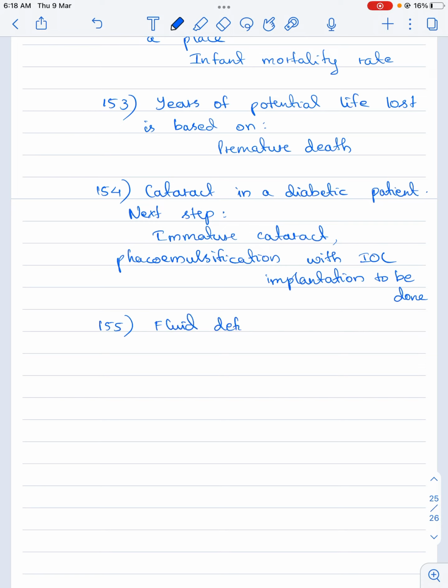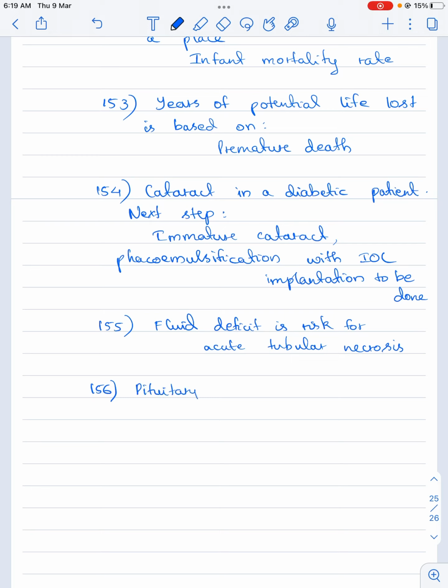Fluid deficit is risk for. So this is also again a confusing one, and I think the answer is acute tubular necrosis because in case of fluid deficit the kidney will be affected, and so it can lead to acute tubular necrosis. But there are a lot of controversies to this question. So next question.